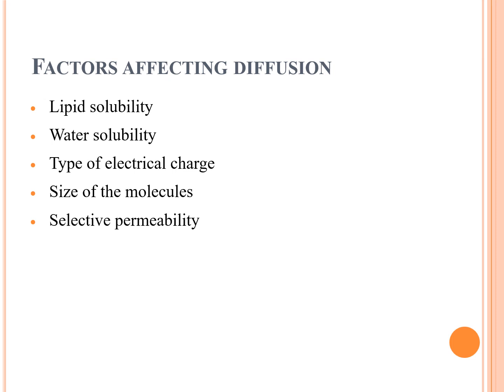The other factors like the type of electrical charge, the size of the molecules and the selective permeability of the cell membrane can also affect diffusion. What are the other factors? According to Fick's law of diffusion, the thickness of the membrane is inversely related to diffusion, whereas the distribution of the protein channels, we are going to study what protein channels are, and the number of protein channels can also affect this diffusion.